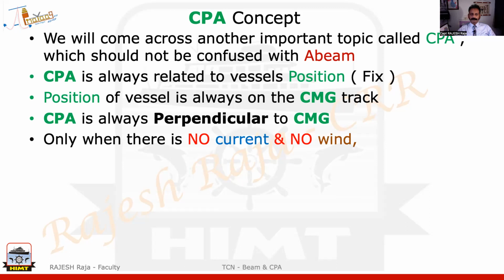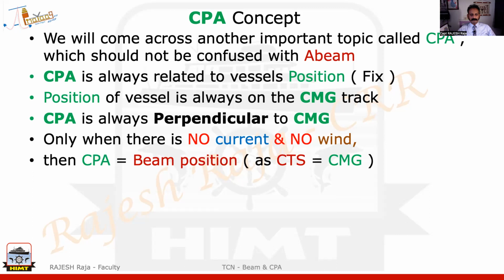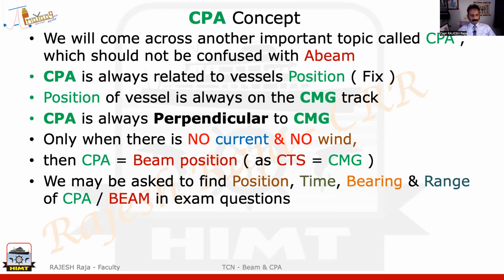There is an exception. Let us say I don't have current and I don't have wind. That means there is no environment. That is the only case where your CTS becomes equal to CMG, which means my CPA and beam are exactly the same. So we'll be seeing this example first, and then we'll look at others. So CPA is equal to beam only in a case where there is no current, no wind, because CTS and CMG are same, and both the perpendiculars are also same.